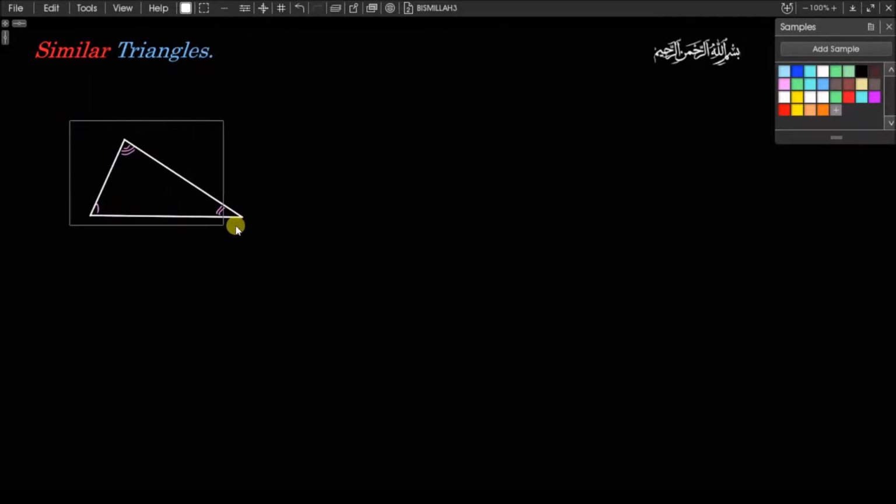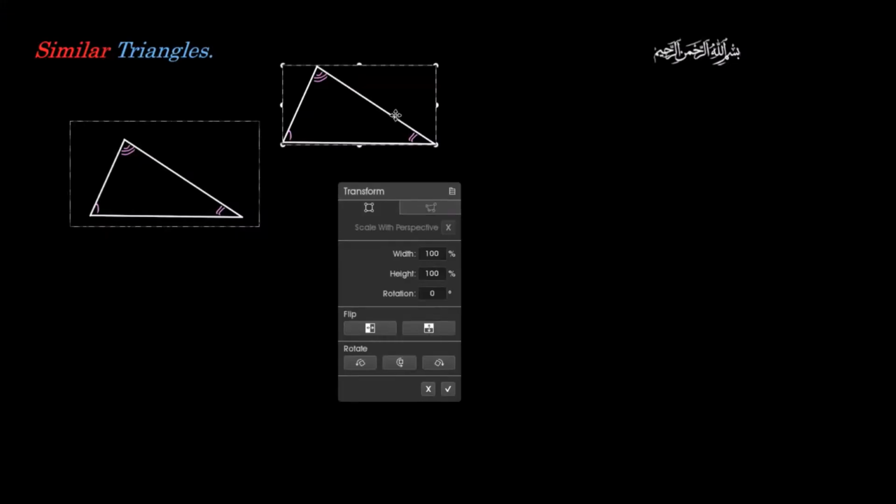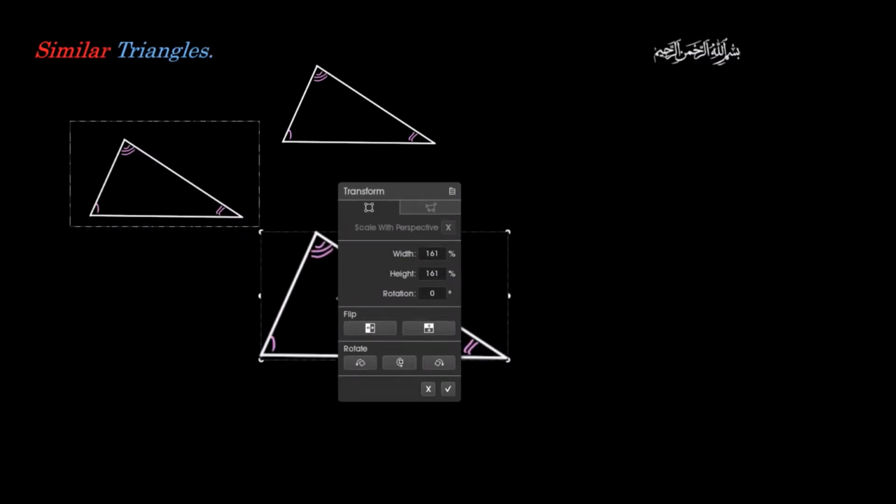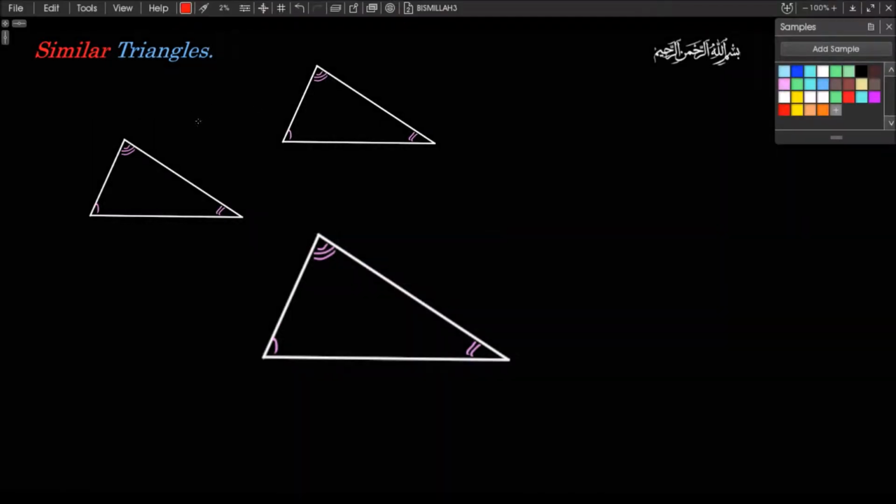So I'm going to select this triangle over here. I'm going to place it right there. And then I'm going to make another copy and enlarge it like this and put it over here like that. So now what we have are three triangles. Now these two triangles over here are congruent triangles because I basically cut and pasted over there. And these two triangles over here, they're not congruent obviously, but they are similar.